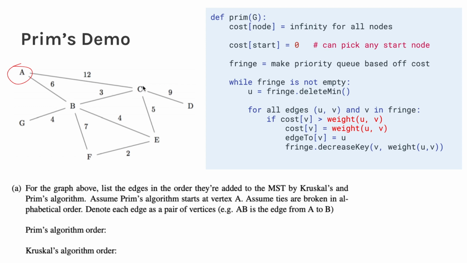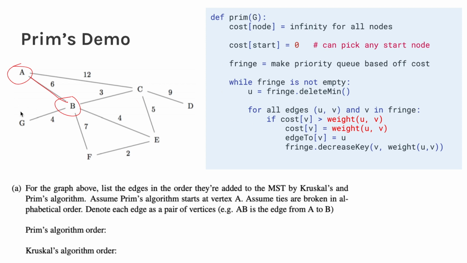So then for the next step, we go back to our fringe and we want to delete the minimum. Well, the next minimum thing from the fringe would just be this B, because it has a cost of 6 versus C is 12. Okay, so we take B off the fringe, and now this is basically the minimum spanning tree that we've constructed so far. 2 nodes, A connected to B. And I can continue through this process. So C has a cost of 12 from before, but now I'm going to look at the neighbors of B. So G is going to have a cost of 4, F is going to have a cost of 7, E is going to have a cost of 4. And then C, we're going to update its cost to be 3.